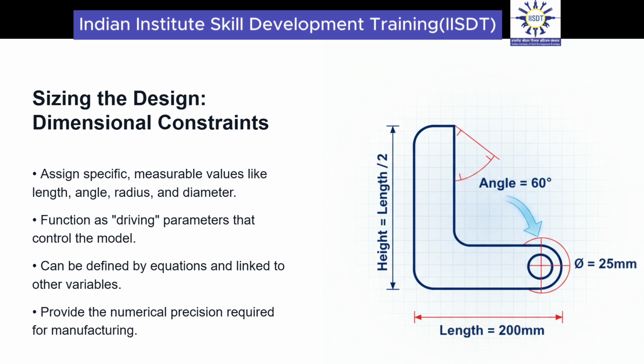The true power of parametric design is unlocked when we use equations and linked variables. You can define one dimension in terms of another. For example, you can create a rule that the height of a bracket must always be half of its length. By setting height equals length divided by 2, you embed a powerful design rule. Now, if you change the length from 200 mm to 300 mm, the height automatically updates from 100 mm to 150 mm. This capability to build mathematical relationships directly into the model geometry is what makes parametric design so incredibly efficient for creating scalable designs and iterating on new ideas.